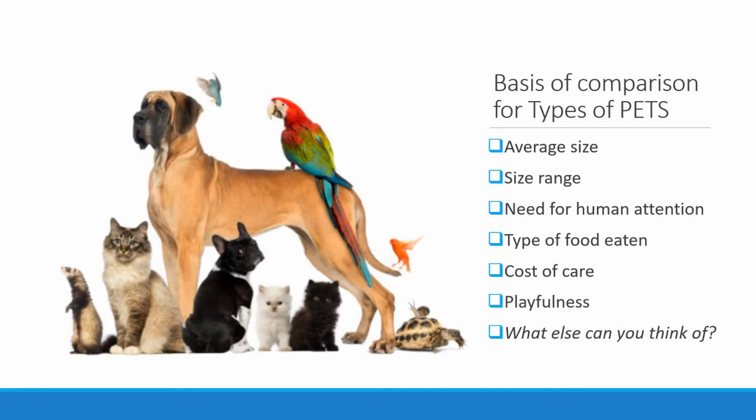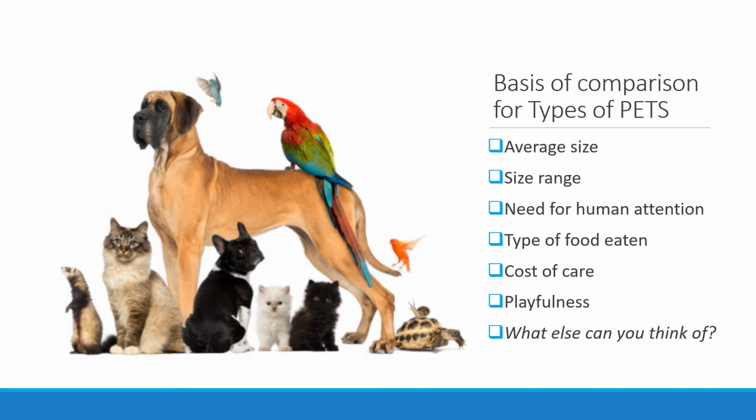For a really simple example of the comparative method, let's think about the category pets. All of us can easily think of types of pets, such as dogs, cats, fish, or even ferrets. And we realize that they differ from each other in important ways. We can compare types of pets by applying various bases of comparison. I've listed some of them here.